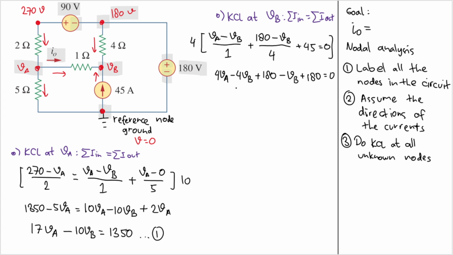Let's do some simple math here. I still have 4 VA. Okay, and then I will have minus 5 VB. But then let's move this 180 plus 180, that will be 360, to right hand side. So I have minus 360. So this is equation number 2. So now we have 2 equations and 2 variables. We should be able to solve them, which is the 4th step of this analysis, which is to solve the resulting equation.